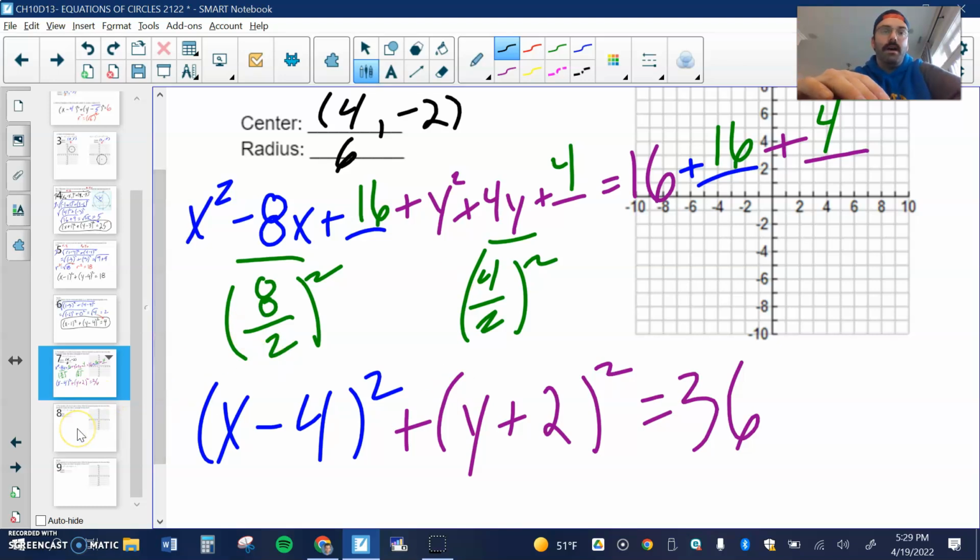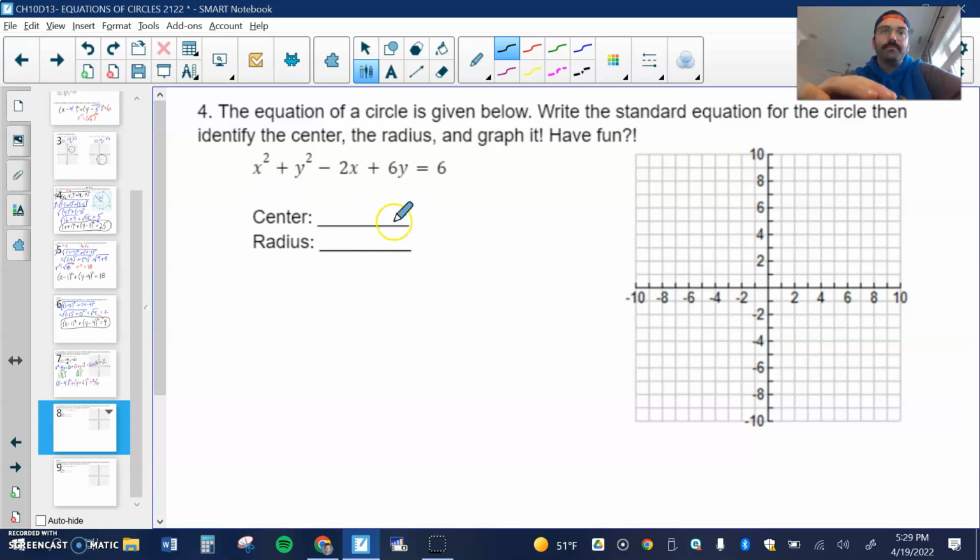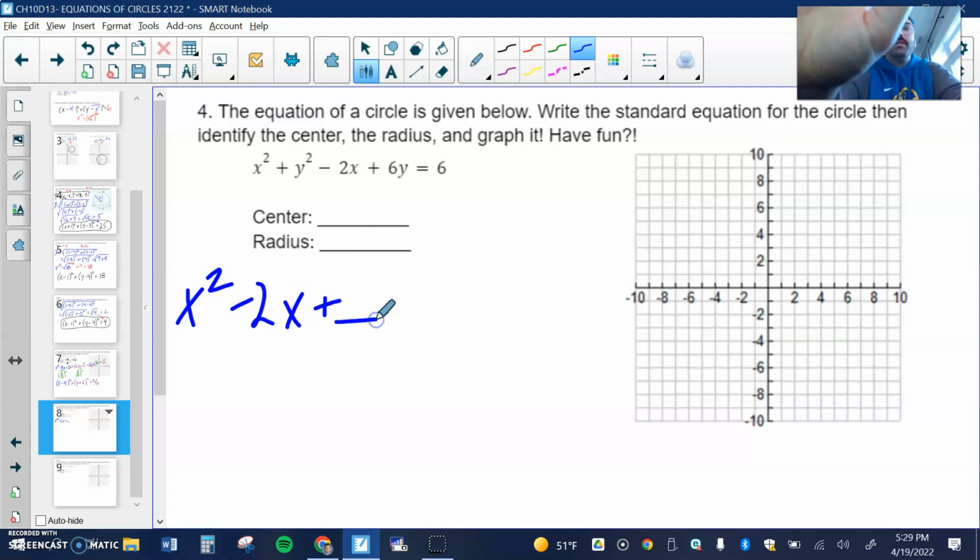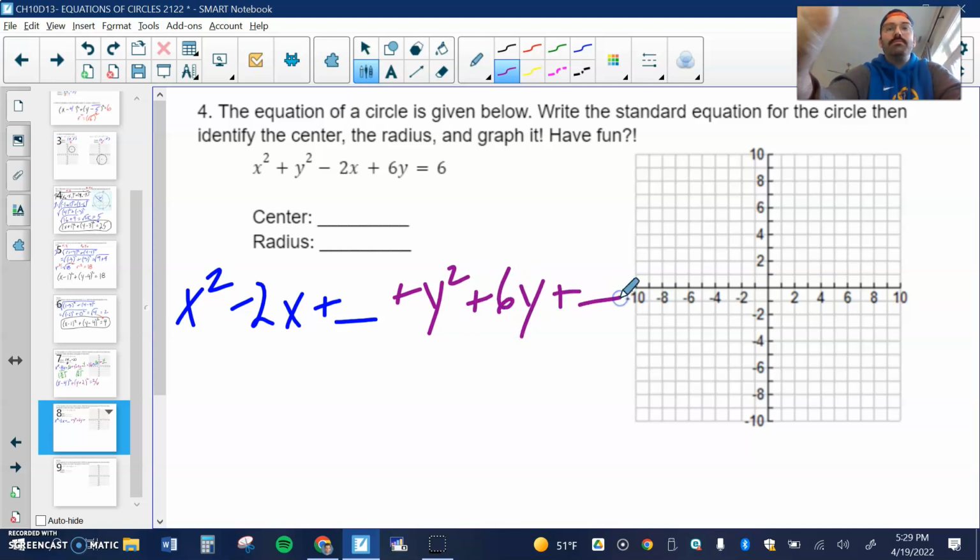All right, let's do that again. Let's group our x's together. x squared minus 2x plus blank plus y squared plus 6y plus blank equals 6 plus blank plus blank. All right, I'm going to pause here since I'm kind of running out of time. All right, and then I want you to figure out what goes in each of these 4 blanks.